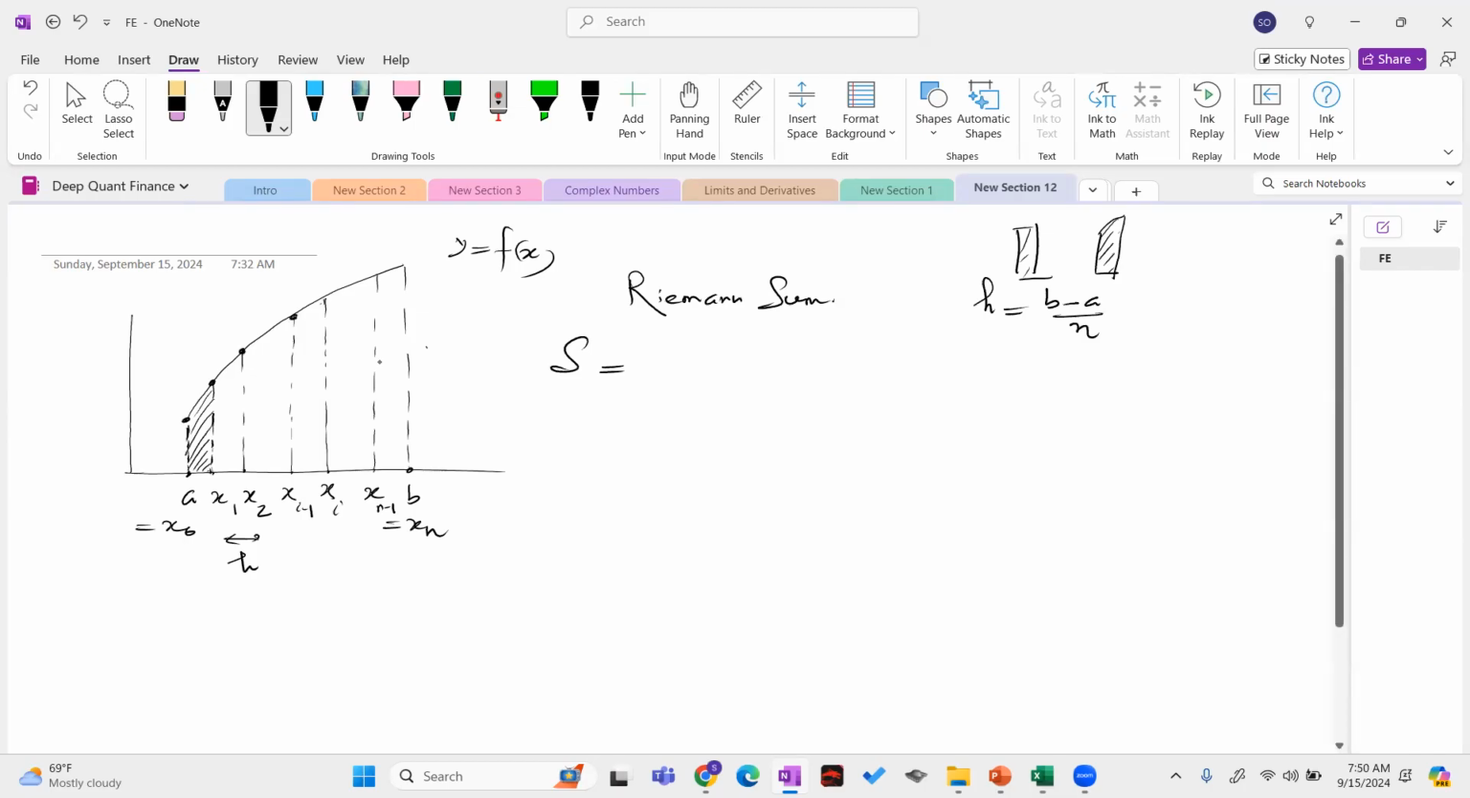I'll also need the height at these points. Okay. So let me call these y0, y1, y2, yi minus 1, yi, and yn minus 1, yn. All right. yi is f of xi.